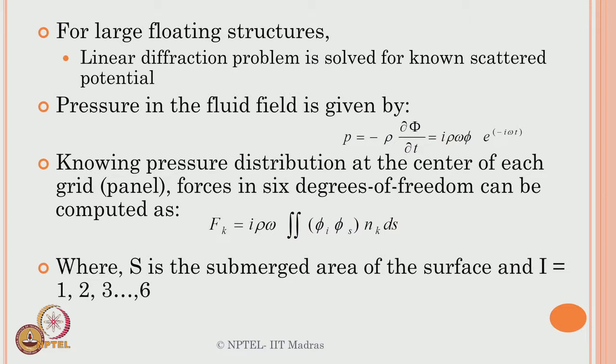Pressure in the fluid field is then given by the equation minus rho dou phi by dou t, and knowing the pressure distribution at the center of each grid or divided panel, the forces in 6 degrees of freedom can then be resolved using this integration, given as f of k equals i rho omega integral of phi a phi s, where s is the submerged area of the surface and i varies from 1 to 6, being the degrees of freedom of the given member.